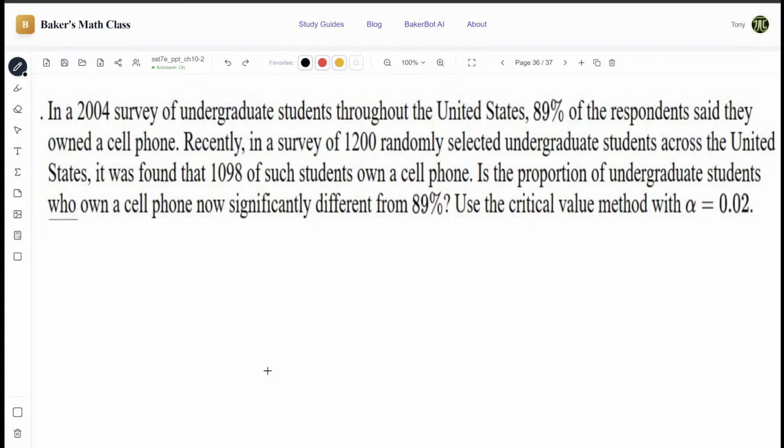In a 2004 survey of undergrad students in the United States, 89% of them said they owned a cell phone. In a recent survey of 1,200 randomly selected undergrad students across the United States, it was found that 1,098 of such students own a cell phone. Is the proportion of undergrad students who own a cell phone now significantly different from the 89%? We're going to use a significance level of 0.02.